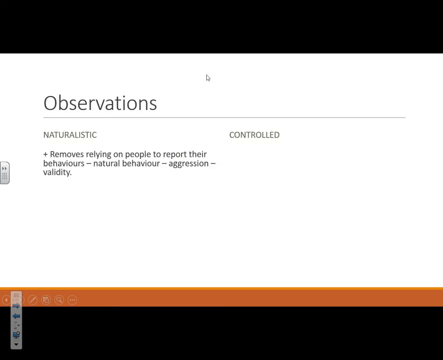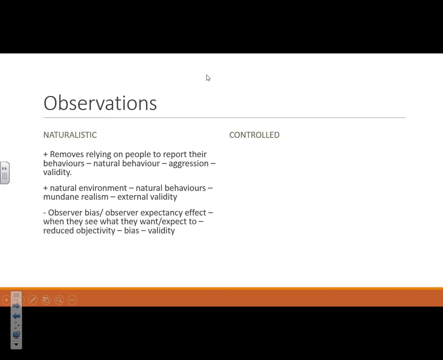Okay, so observations, you've got naturalistic, as well as all the evaluation points we've just talked about, the two observations we've just discussed, the strengths and the weaknesses, observer expectancy effect and all of those things. The other things you could talk about, naturalistic, so it removes relying on people to report their aggression, which we've talked about already. It's also a natural environment, so you get natural behaviours, which increases the mundane realism, which increases the external validity, that we can apply the results to different places. So if it's a very natural environment, then we know that behaviour is natural, and therefore we can apply it to other settings that would be quite natural.